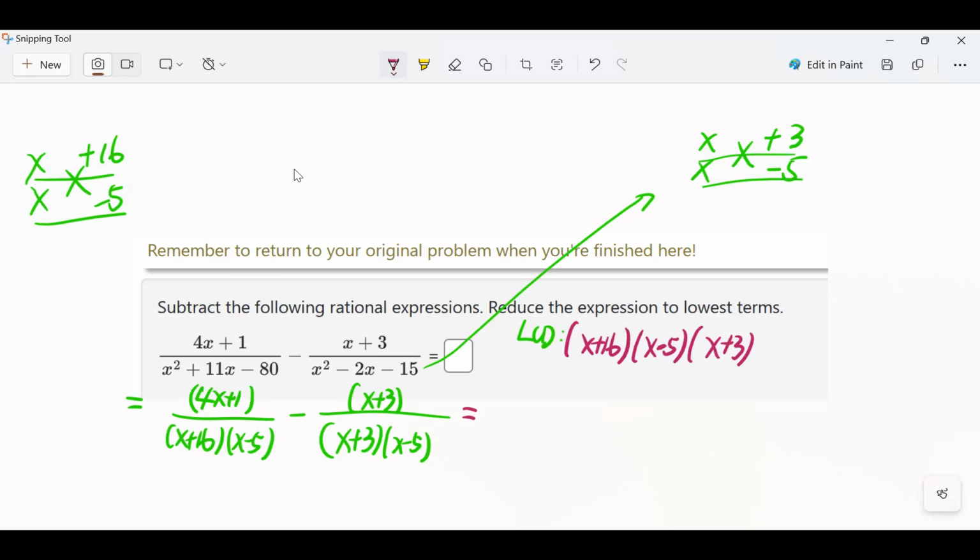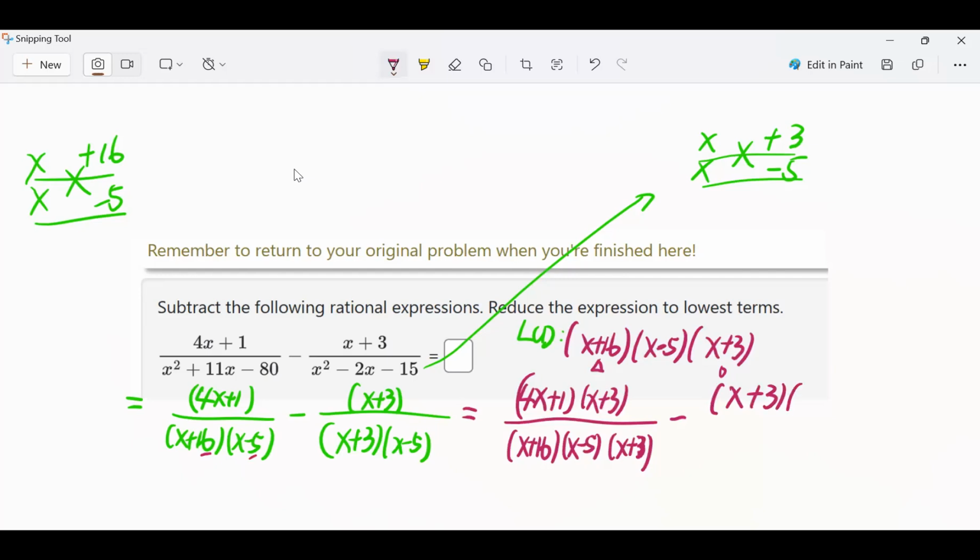Now for the first one, missing this one, right? You're going to multiply both top and bottom by x plus 3. Bottom, same thing. Multiply both top and bottom. And for the second one, minus, what's missing? This one, x plus 16. So you're going to multiply both top and bottom by x plus 16.